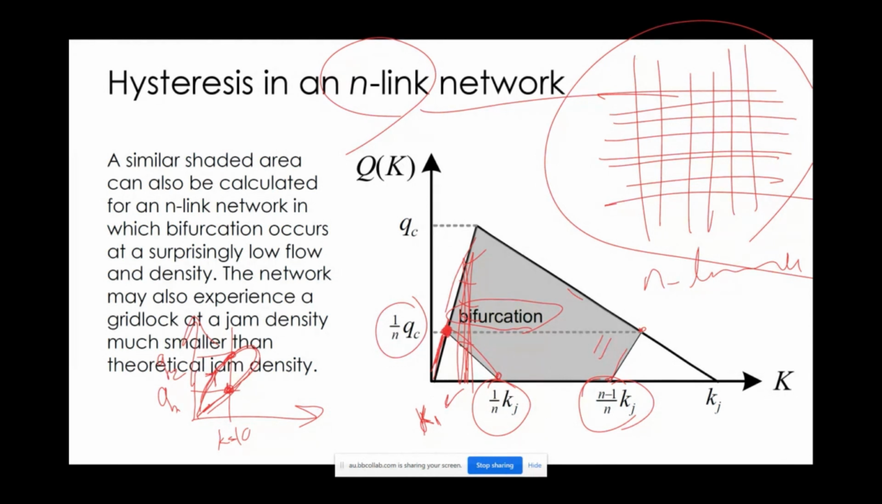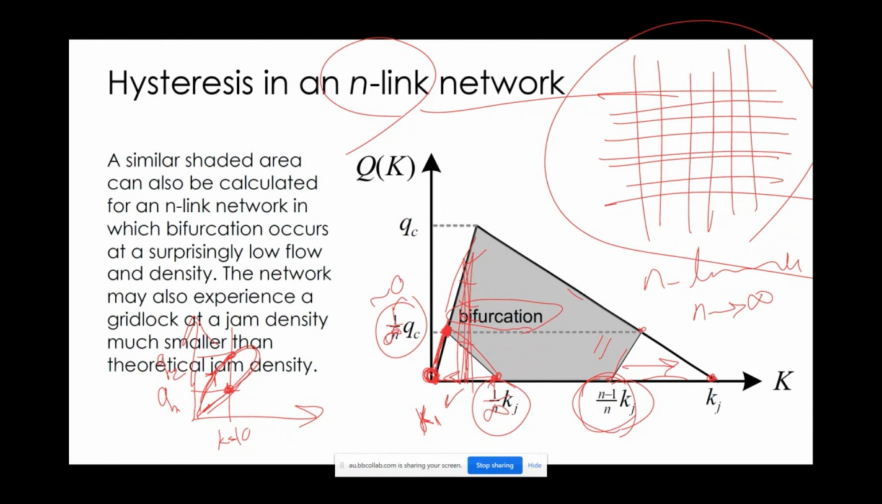Another interesting thing here is that imagine the network is very, very large. Imagine n goes to infinity. What will happen to this bifurcation point? If n is a very, very large number, infinity, this means we'll have 1 over infinity, which is almost close to 0, right? So the bifurcation point will be pushed down all the way to this 0 point. Same thing here. This point will be pushed to the left all the way to the origin, and this point will be pushed all the way to this kj.